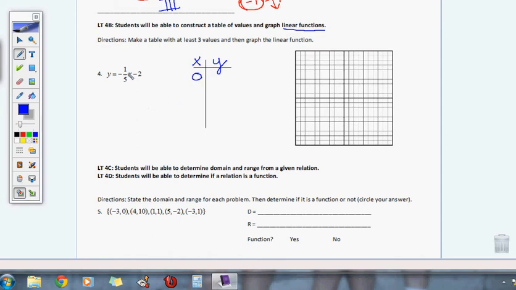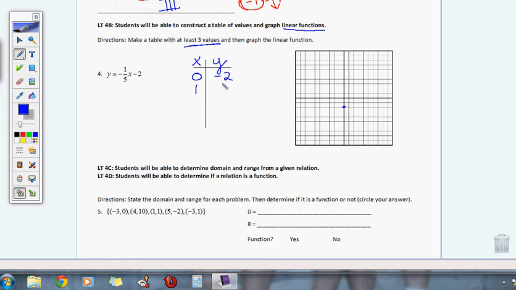If I put a 0 in for x, negative 1/5 times 0 is just 0. We'll have a y value of negative 2. So I'm going to plot my first ordered pair of (0, negative 2). Now the directions have been saying all unit long that we want to do at least 3 values. You truly only need 2 values to graph a line, but we're going to put 3 values out there. Now it's very smart to look here and see what a nice value would be. If we put in a 1 right now, that would be negative 1/5 times 1, which is negative 1/5 minus 2.